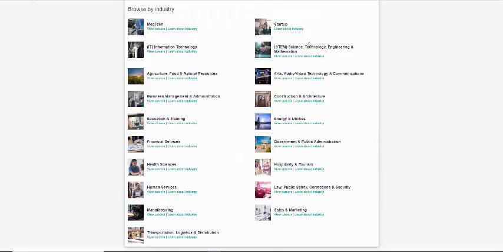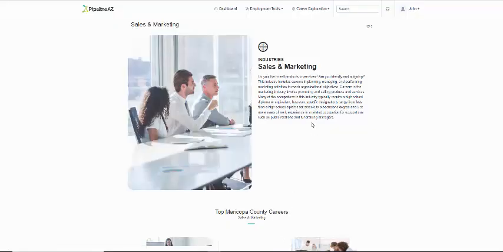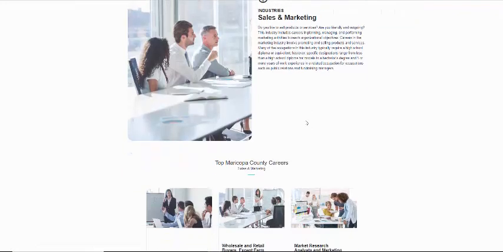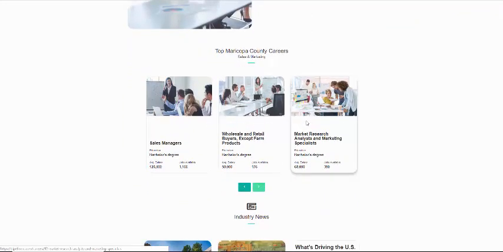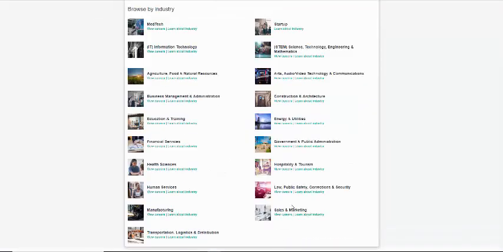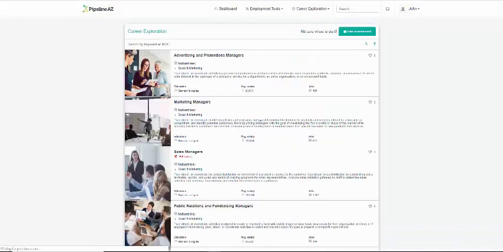And let's take a look at some other areas. What about sales and marketing, which is a great field to enter and look at? So you can look at sales and marketing. Again, talks a little bit about the field. Talks a little bit about positions and job titles in the field. Then we can go into view careers.